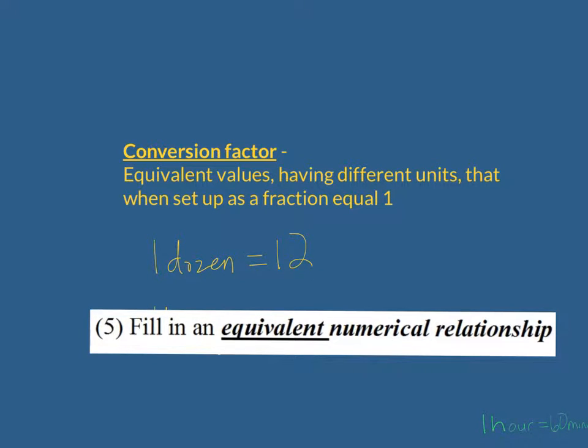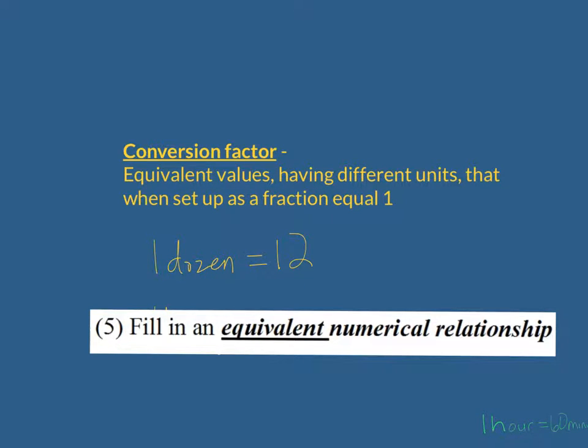So we've talked about using conversion factors. We've not specifically defined what it is, but this is its definition. A conversion factor is or are equivalent values having different units that when set up as a fraction equal 1. So they are equivalent values. And that's part of our number 5 step for doing dimensional analysis is when you have your units, you find an equivalent numerical relationship. For example, this right here, 1 dozen equals 12.